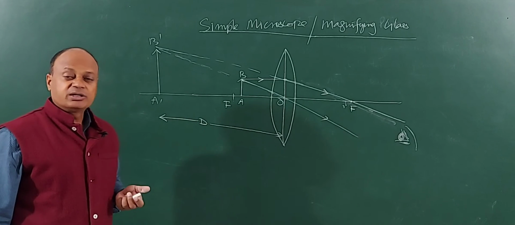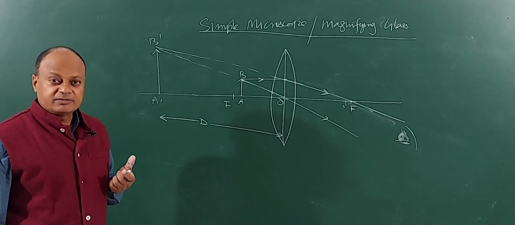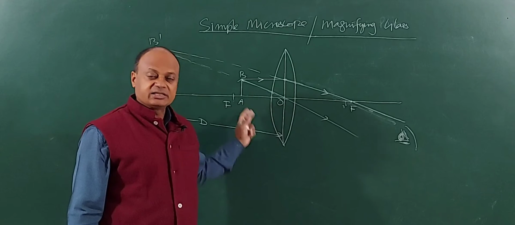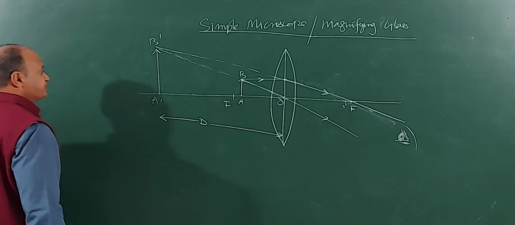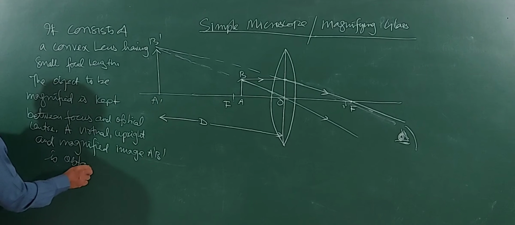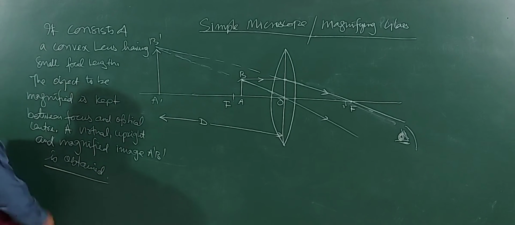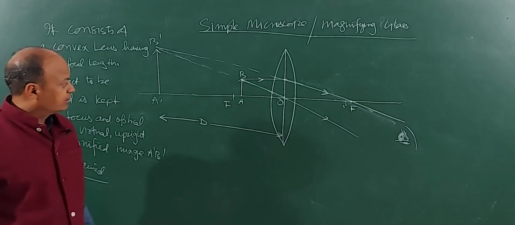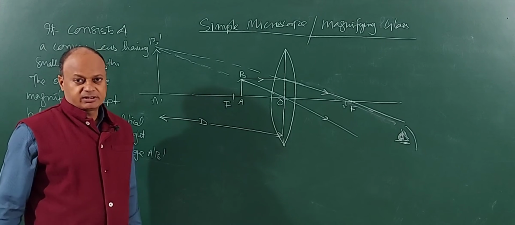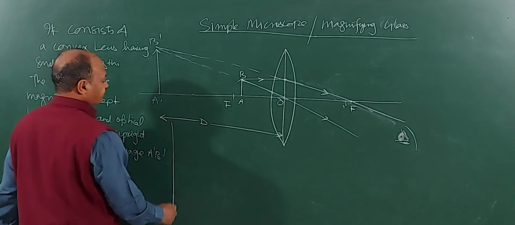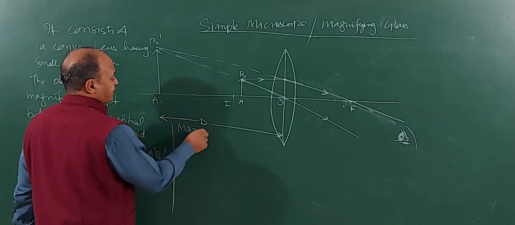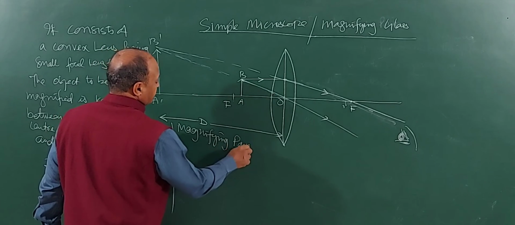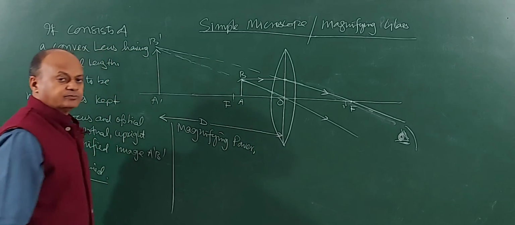But generally, when you talk about a convex lens acting as a magnifying glass or simple microscope, you have to keep in mind the object to be magnified is kept between the optical center and the focus. Okay. So let's write about this. Clear, children? Now once you understood this, then we will be calculating what will be the magnifying power of the simple microscope. Magnifying power, and this is a small derivation that we will be doing.